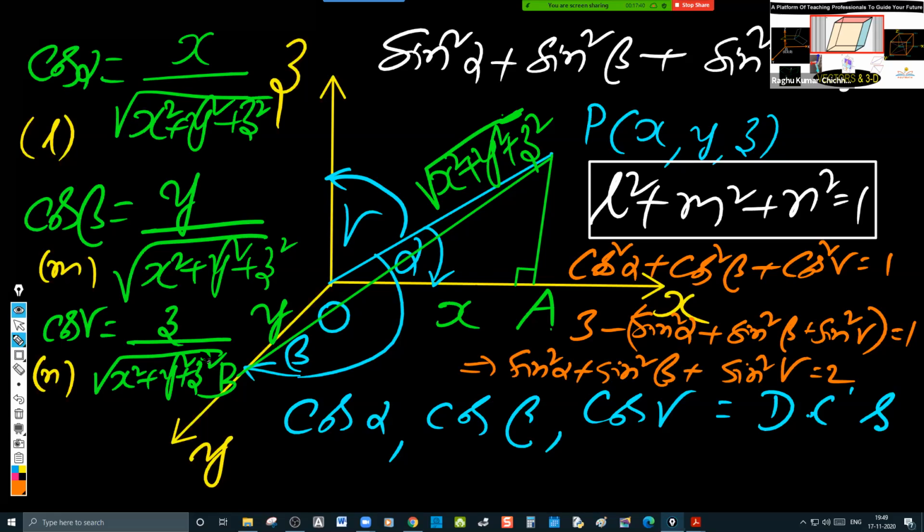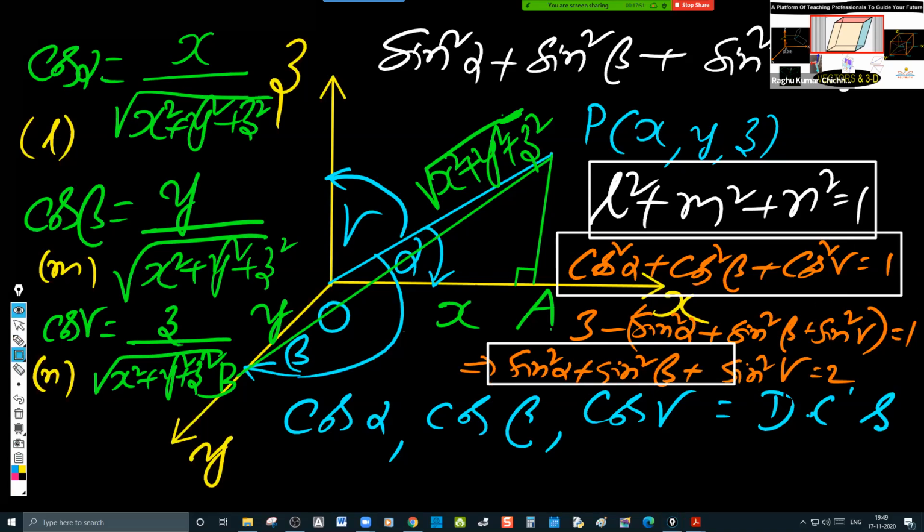So there are two relations you must remember. Number one is cos square alpha plus cos square beta plus cos square gamma is equal to 1. Second relation is sine square alpha plus sine square beta plus sine square gamma is equal to 2.